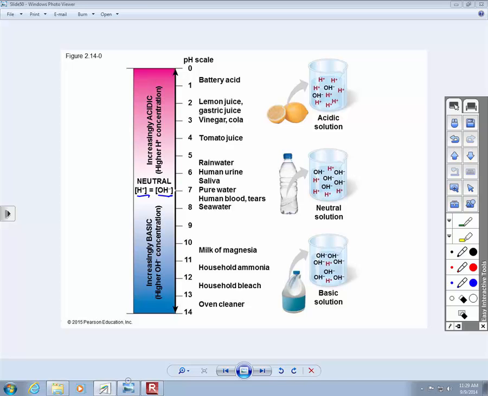Cola, 3. Oh my goodness, that's pretty acidic. I drink 1 a day. That's all I will allow myself. Lemon juice, gastric juice. Your stomach fluid is somewhere between 1 and 2. And then you get into battery acid.